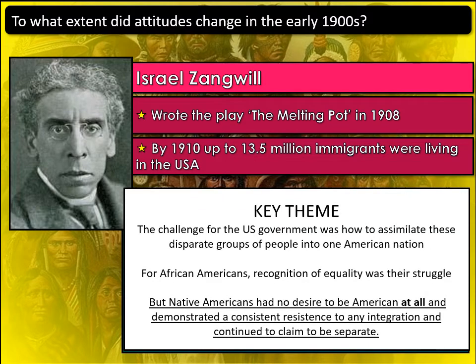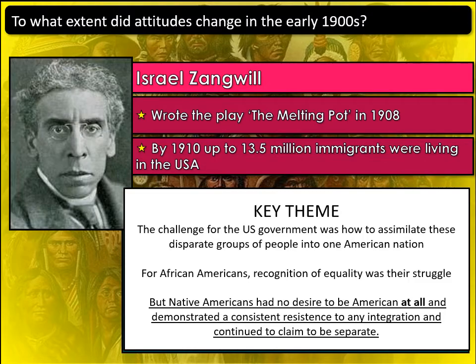Here's the key theme for us though. For the American government, the challenge is, how do you get all of these different immigrants with all of these different backgrounds to be one nation? And for African Americans who are already in America, well, they want to be part of that. They want equality with other immigrants and other groups so they can be treated American.